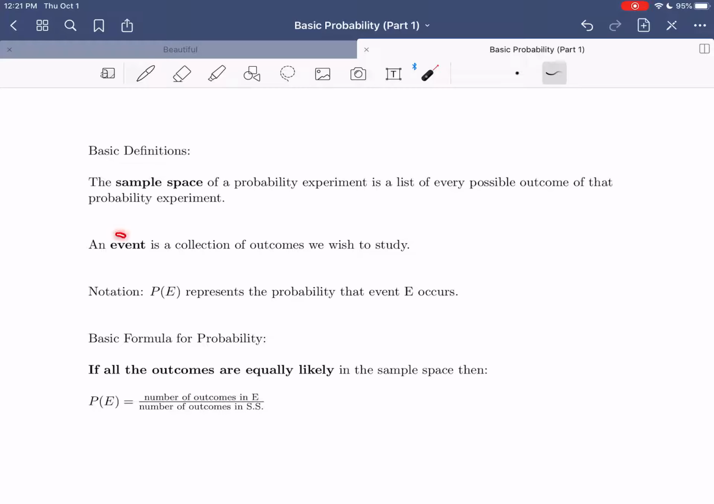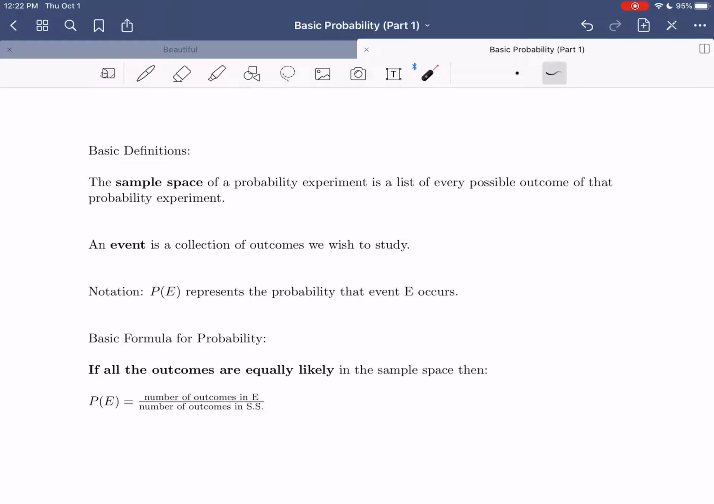The second definition that we want to be aware of is what is called an event. An event is simply a collection of outcomes that we want to study. It's basically the thing that we're hoping will happen or the thing that we're trying to measure the likelihood of happening. A little bit of notation: instead of writing probability when we're doing this mathematically, we use notation similar to functional notation. We'll write a capital P of whatever the event is, and that'll represent the probability that that event occurs.